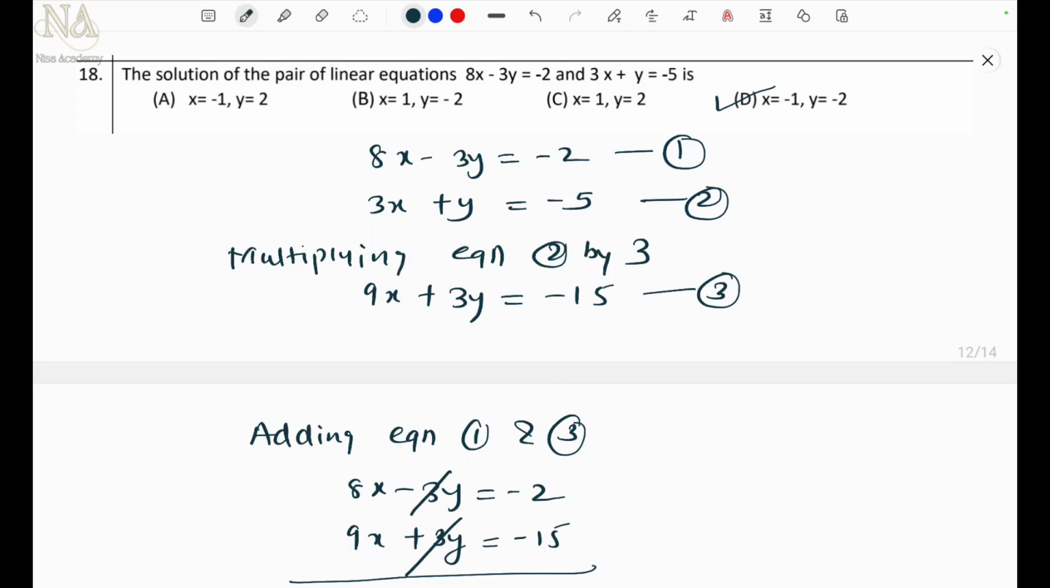Yes, you can choose the substitution method, or you can just go through the options and put them in one by one. Okay, if you are really fast in these calculations, then definitely you can choose any of the methods.